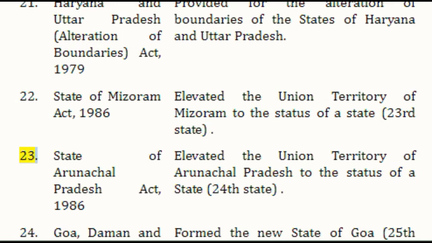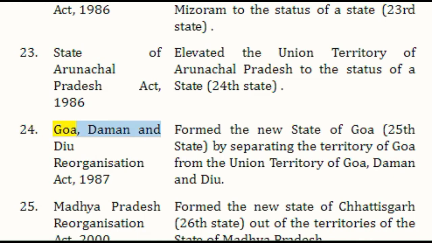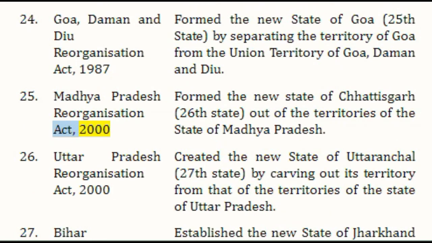23. State of Arunachal Pradesh Act, 1986. Elevated the Union Territory of Arunachal Pradesh to the status of a state, 24th state. 24. Goa, Daman and Diu Reorganization Act, 1987. Formed the new state of Goa, 25th state, by separating the territory of Goa from the Union Territory of Goa, Daman and Diu.